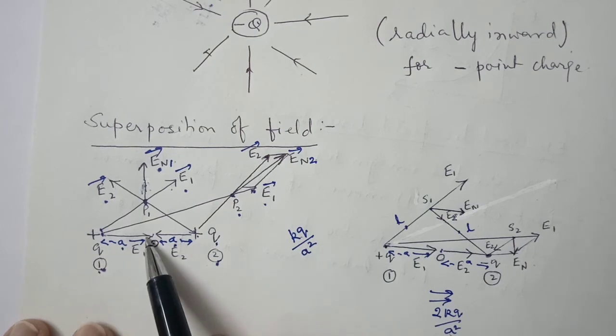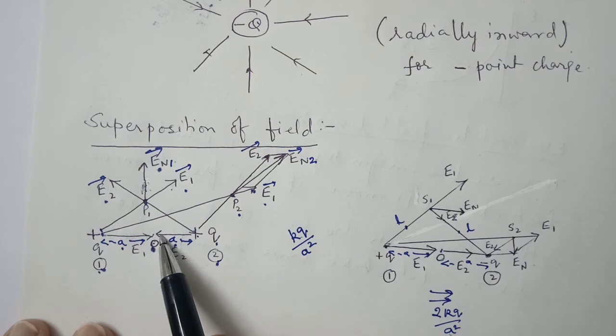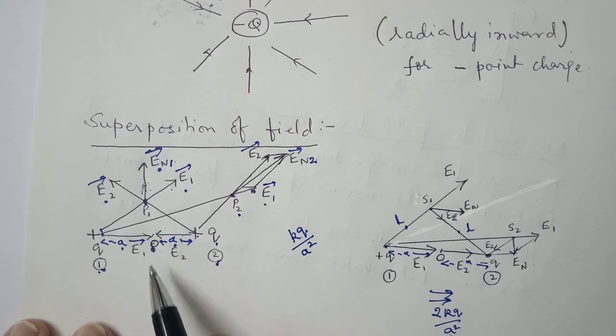But if you see the direction, they are opposite to each other. As per the vector addition, they will actually subtract and become 0. Equal and opposite fields cancel each other, and hence here the field will become 0.